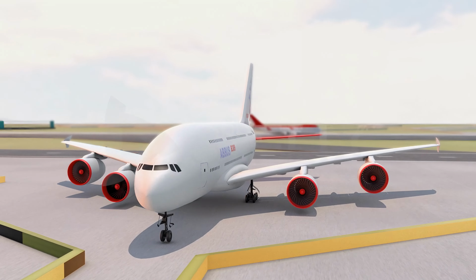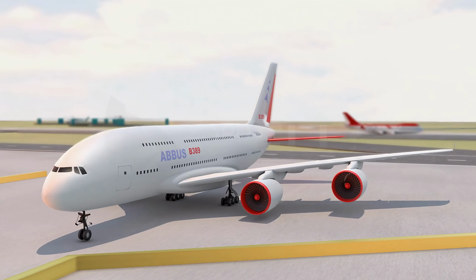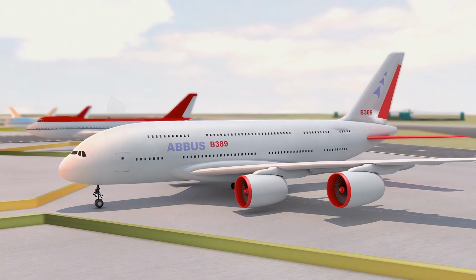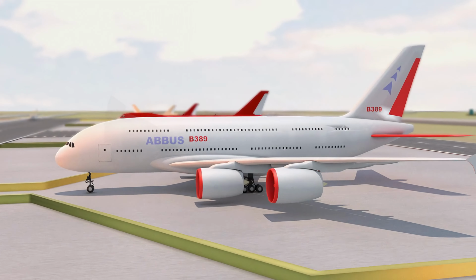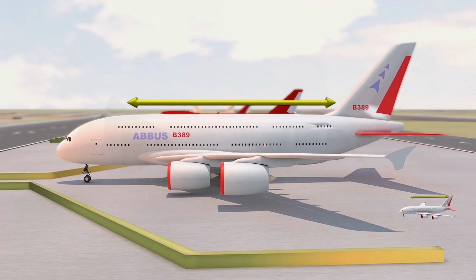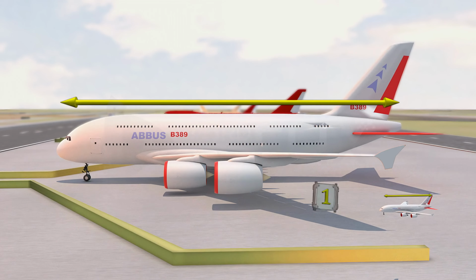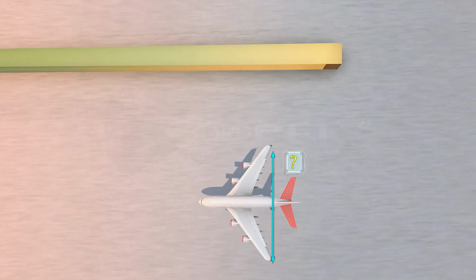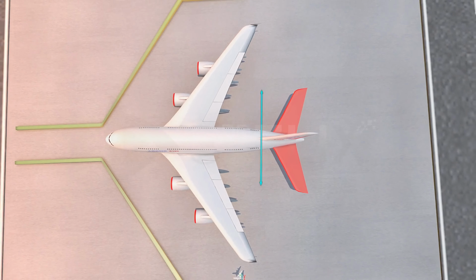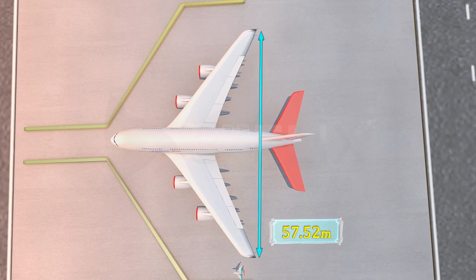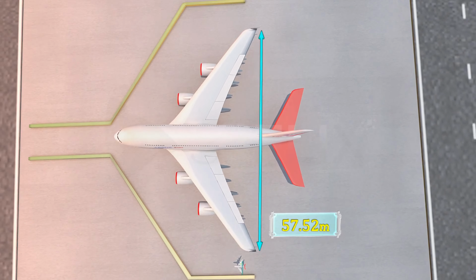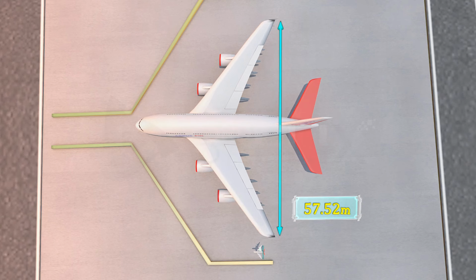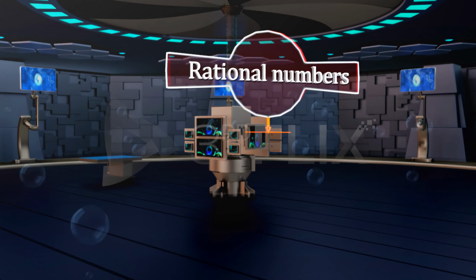Prototype model making needs an understanding of rational numbers. Modelers use proper scale factors while making these models. For example, scale model aeroplanes. If the scale is 1:300, what is the wingspan on the model if the real wingspan is 57.52 meters? Sometimes we need conversions of rational numbers into p by q form. Let's learn these conversions.